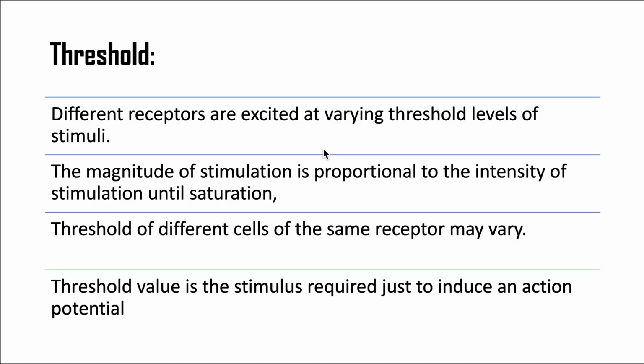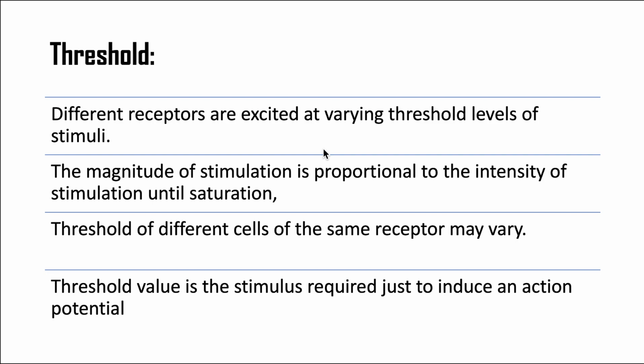The threshold. As another property, all receptors have a threshold. In other words, the level at which their generator potential, I'm going to talk about it later, becomes an action potential. All receptors have varying thresholds, but they have thresholds. In other words, they can be excited, but for them to actually fire an impulse, they need to be excited to a certain degree of stimulation.